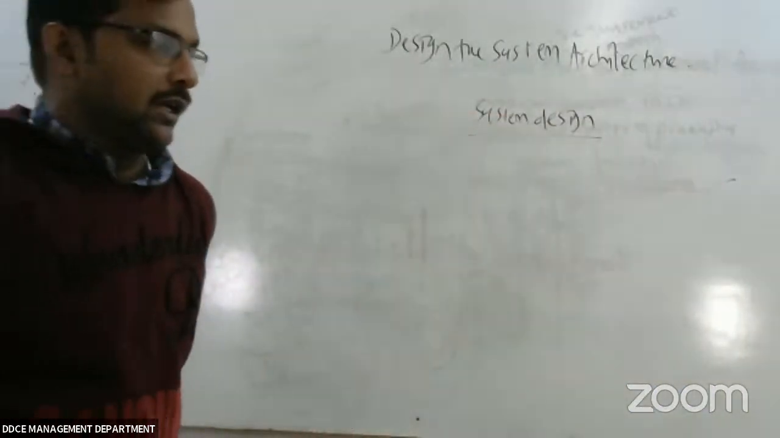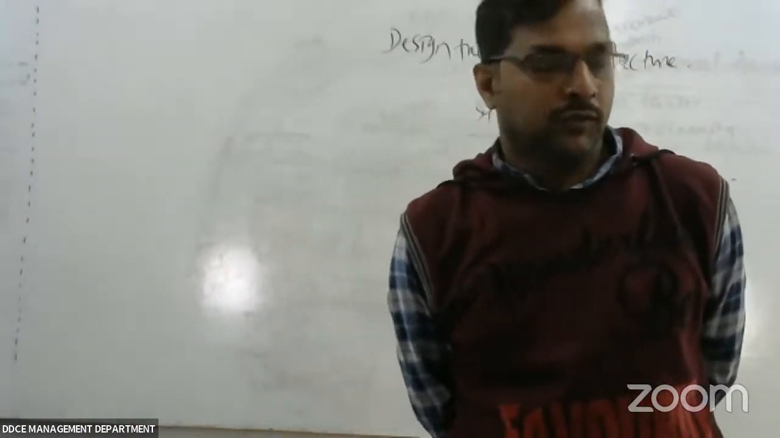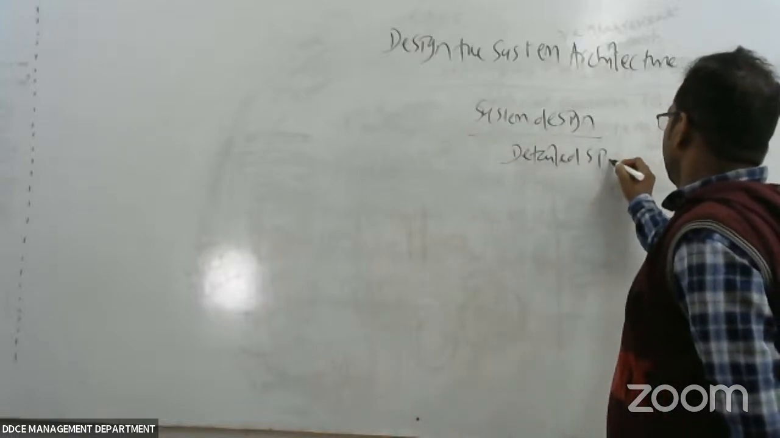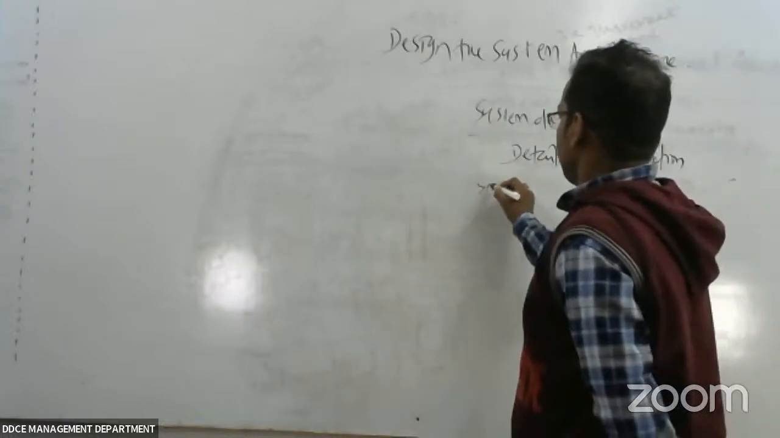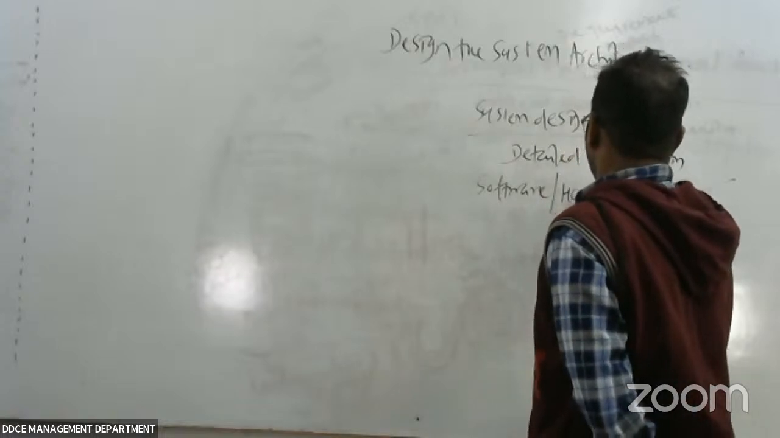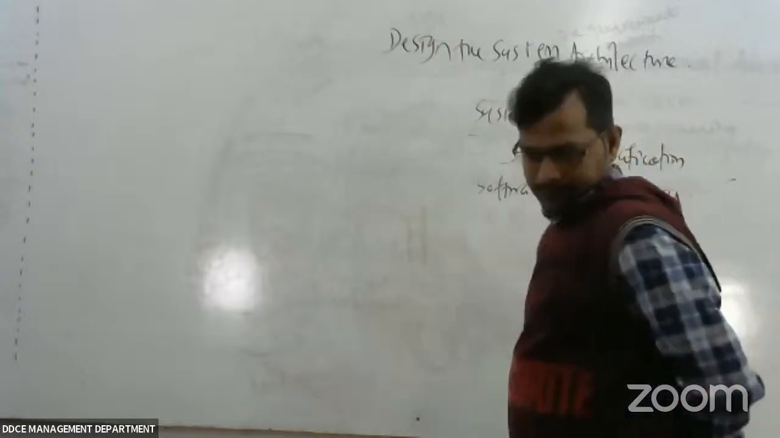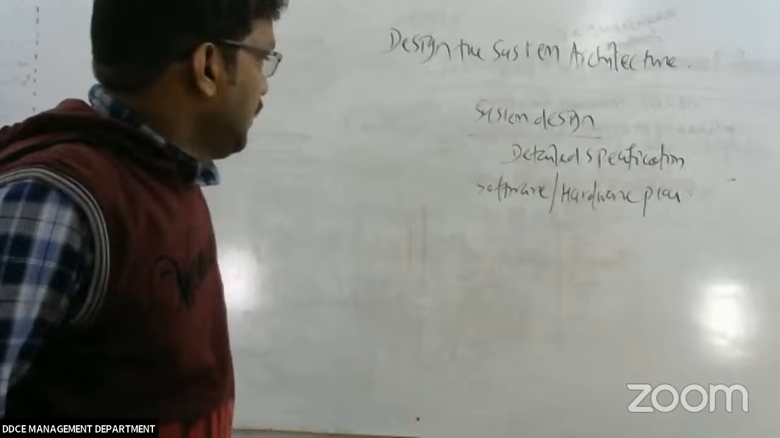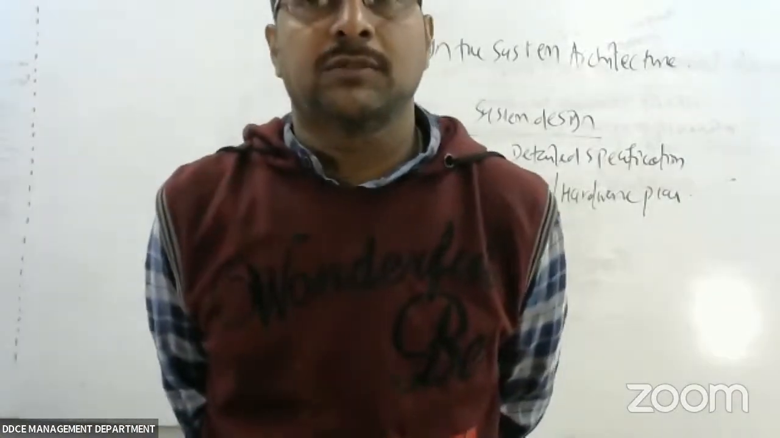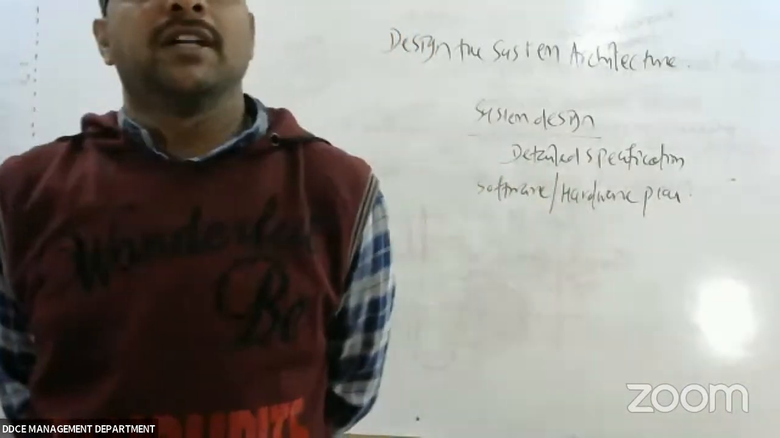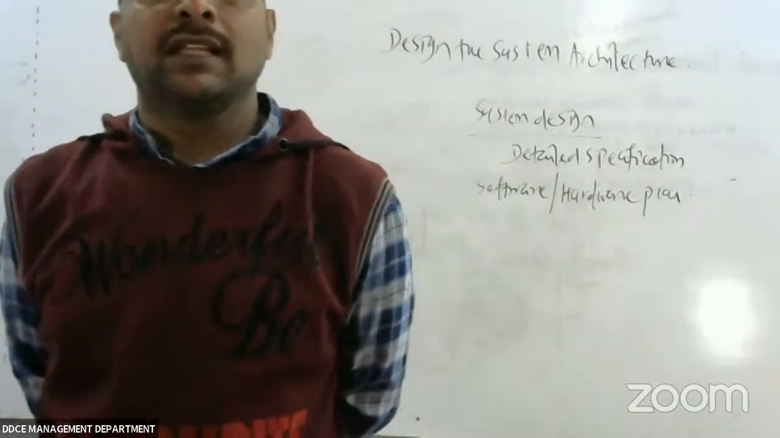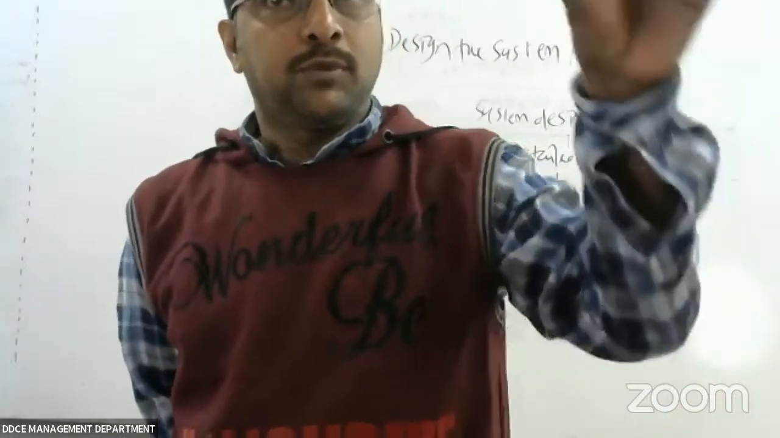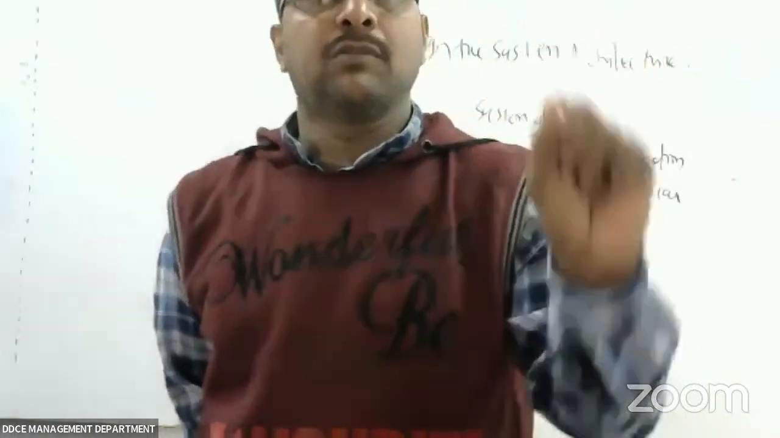System design particularly focuses on the software and hardware part. First of all, detailed specifications, the software and hardware plan, because the entire system is built on the basis of specifications. For software, suppose we need the specification: which programming language will be used, which operating system will be used, which database software will be used. Like this for hardware: what will be the required configuration? Software runs on hardware, remember it. For particular software, minimum hardware configurations are required. That is the major part.